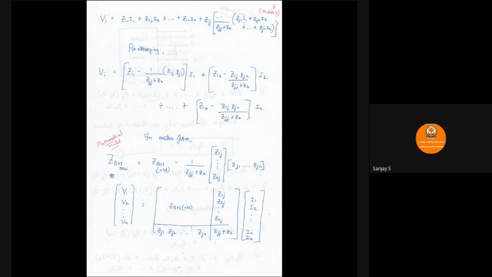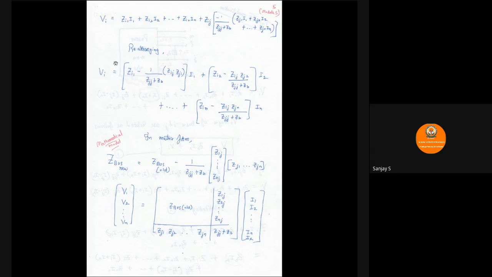When you write it in matrix form, the first terms here, say Zi1, Zi2, Zin and so on, represent old bus elements, and this represents the intermediate term. So we can write this as Z bus new is equal to Z bus old minus 1 over (Zjj plus Zb) into a column matrix and a row matrix: a column matrix Z1j up to Znj, and a row matrix Zj1 up to Zjn. So here we have written the expression for Z bus.